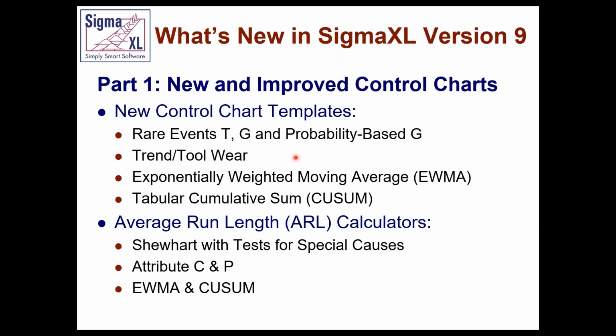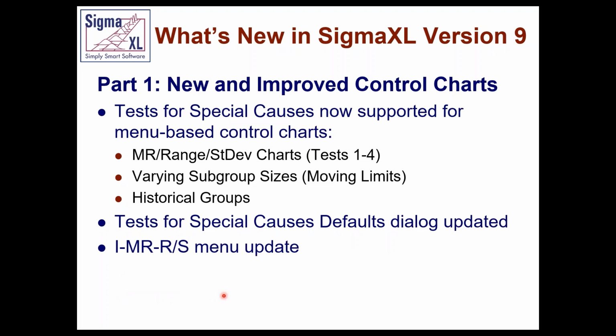We will talk about the templates, rare events, T, G, and probability-based G, trend and toolware, exponentially weighted moving average, tabular Qsum, cumulative sum. We'll look at average run length calculators, in particular Shewhart and EWMA. For time, we won't be able to cover all of these. And we will cover some of the improvements that we've made in the test for special causes and some of the dialog updates and menu updates.